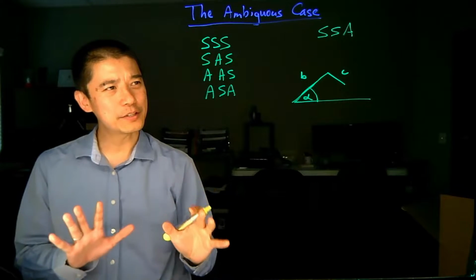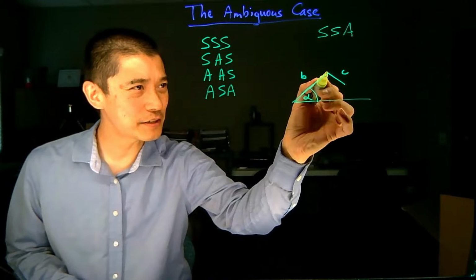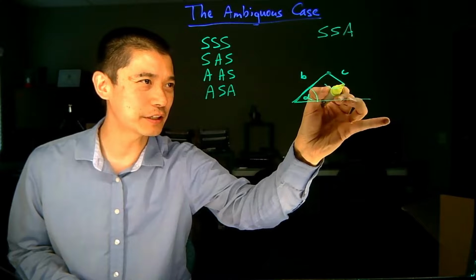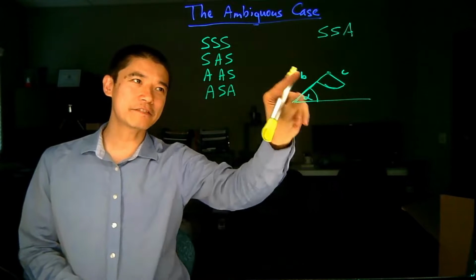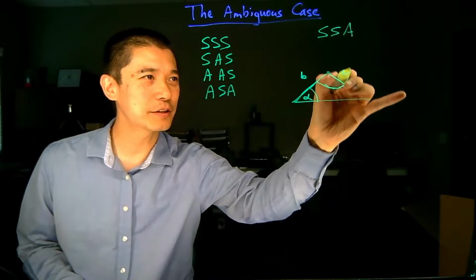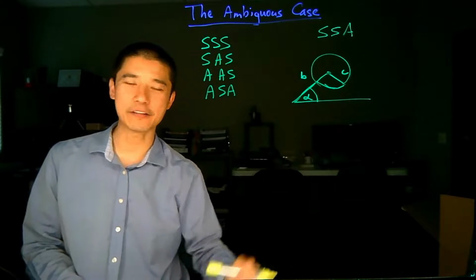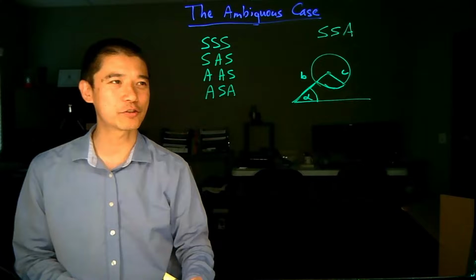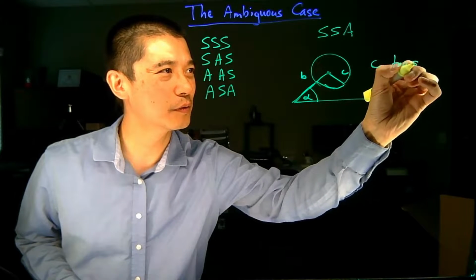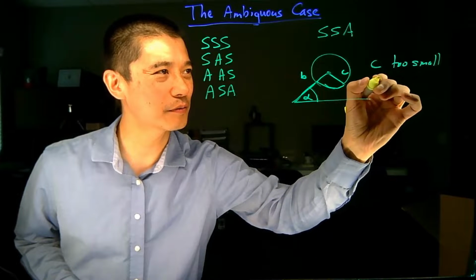If you look at this, imagine this corner being a hinge and letting this bottom part swing freely. You'll see that if c is too short, we don't get a triangle. This little leg isn't long enough to actually connect back up to this part to make the triangle with these properties. So if c is too small, we don't get any triangles.